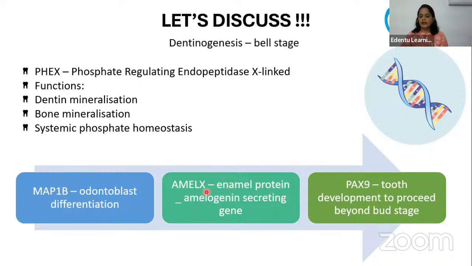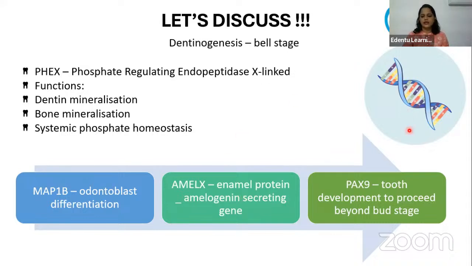The next is the MLX gene. This gene mainly helps in the formation of amelogenin protein. Amelogenin is one of the most abundant proteins present in the enamel. So this enamel abundant protein is mainly amelogenin, which is secreted with the help of this gene, called the MLX gene.